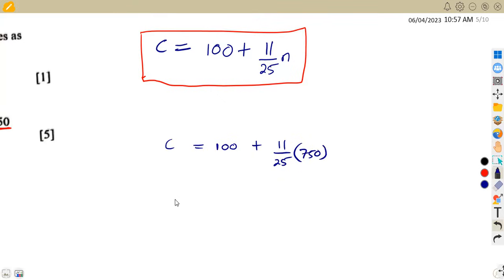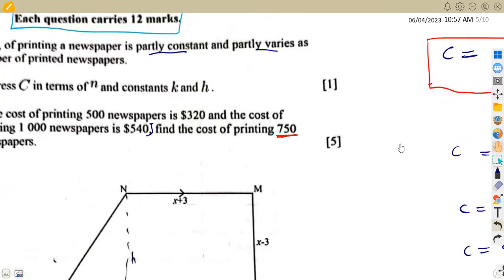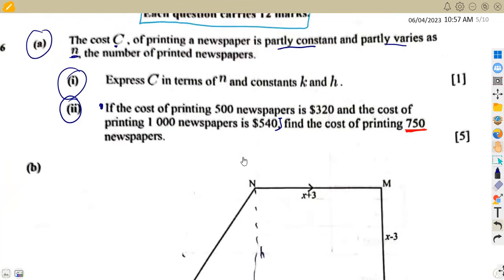All right, so that is going to be C. So C is going to be 100 plus 330 if we simplify properly, which is going to give us a cost of $430. So it will take $430 to print 750 newspapers. That is the idea of partial variation.